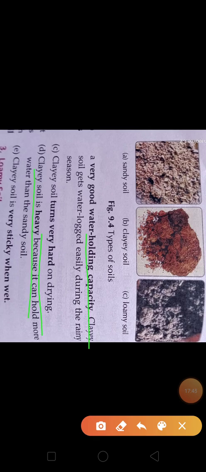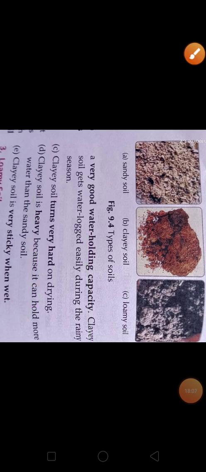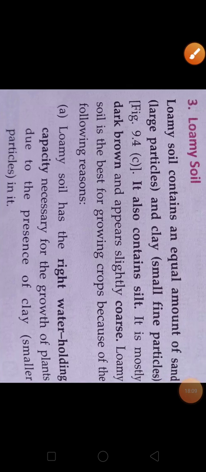Clay soil is heavy because it can hold more water. Okay, and it is very sticky when wet. Okay, when wet it becomes very sticky. That's why the pot maker can use the clay soil. Okay, clear children? Last, that is loamy soil.